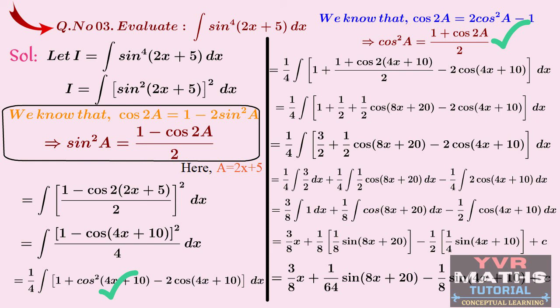So to get the answer for the given integral, here I used three formulas. One formula is sin square a, and another one is cos square a, and the last one is integral cos of ax plus b dx. By using these three formulas only, I completed this problem. I hope you understand.